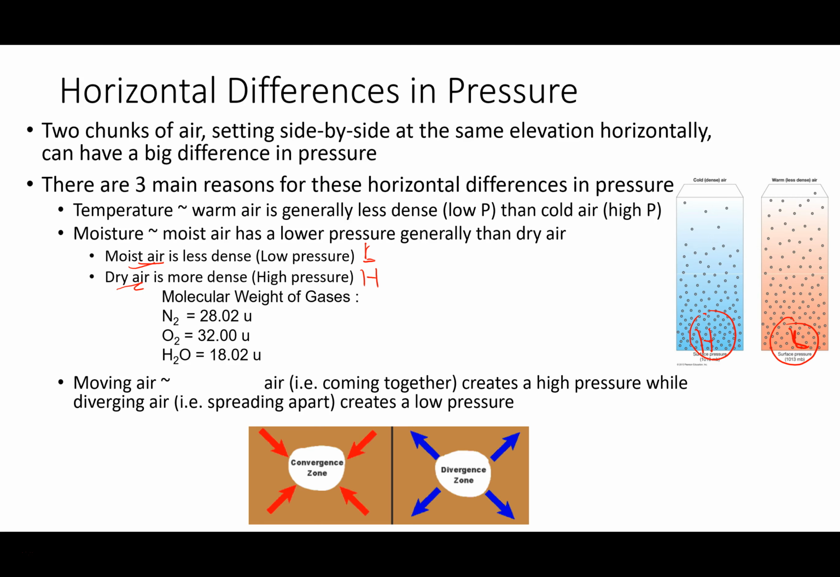I liken it to being on the playground with a bunch of six-year-olds, and you have a bag of candy. Let's make them hungry, right before lunch. You have a bag of candy or a pinata, and you say, come and get it. All the kids converge. What did the density do right there? It increased. So when air converges, you get a high.